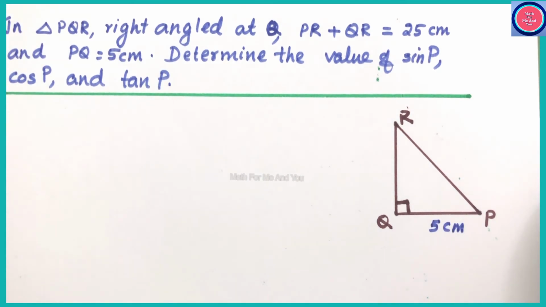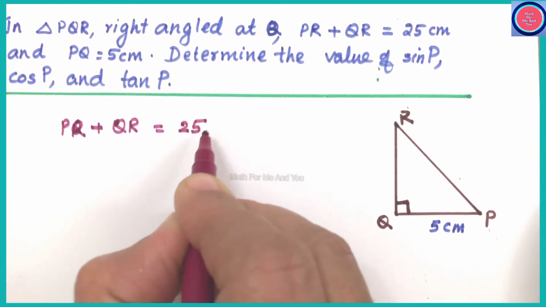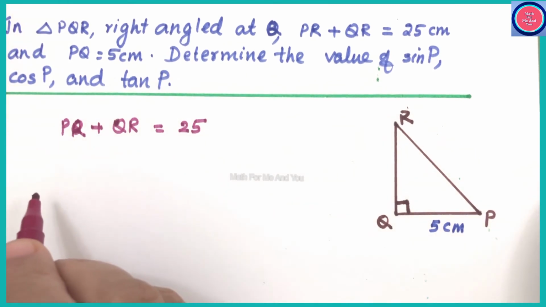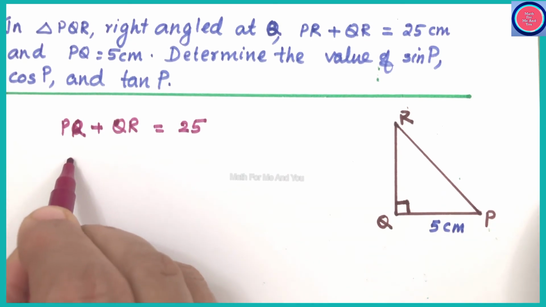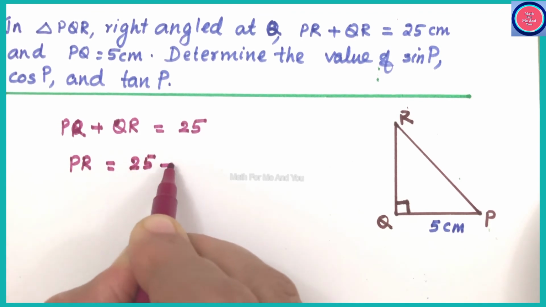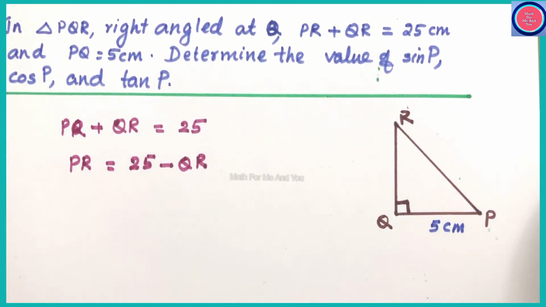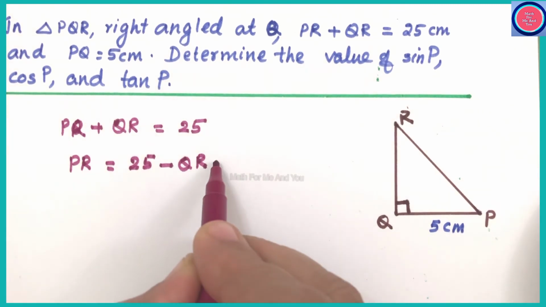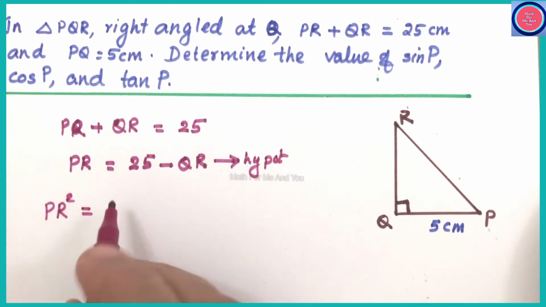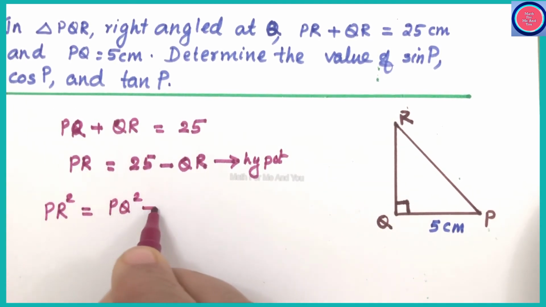The side opposite to the 90 degree angle Q is PR, and which is the hypotenuse. Given that PR plus QR is equal to 25 cm. From this we can find the hypotenuse PR. Keep PR on the left side and move QR to the right side. Then we get PR is equal to 25 minus QR. The third side QR we can find using the theorem of Pythagoras. Here PR is the hypotenuse, so we can start with hypotenuse square. PR square is equal to PQ square plus QR square.